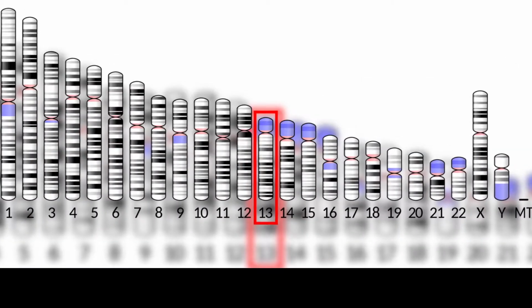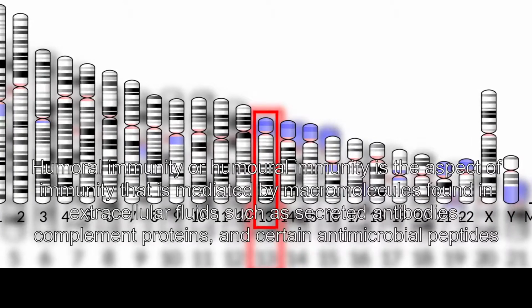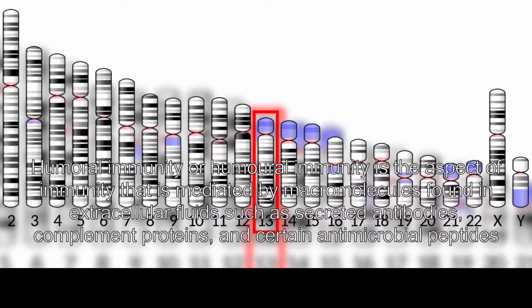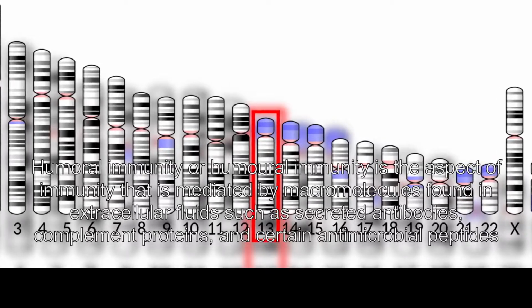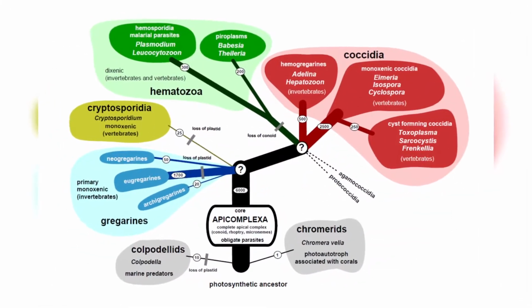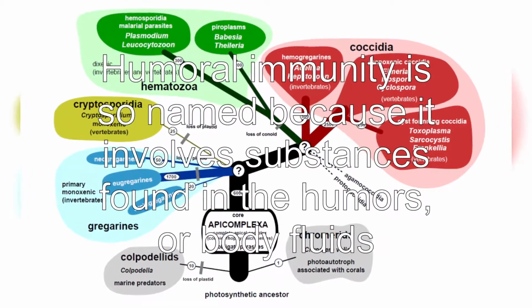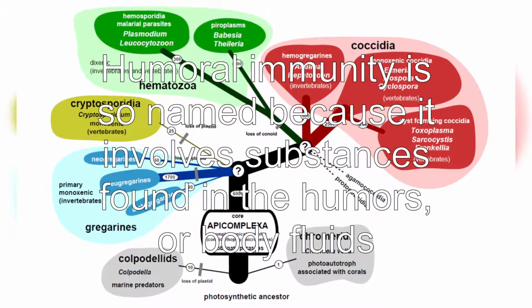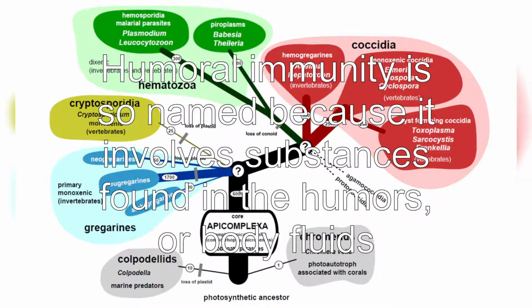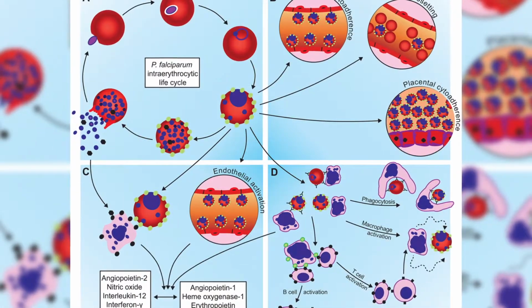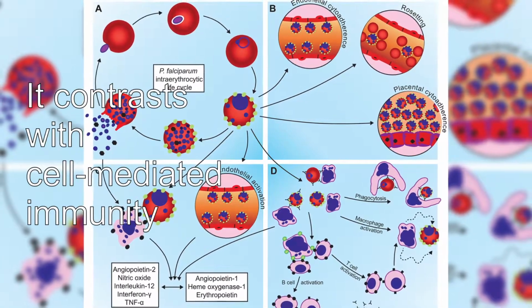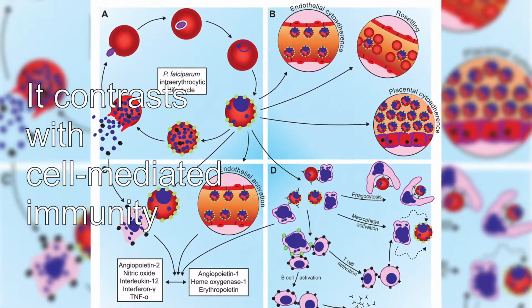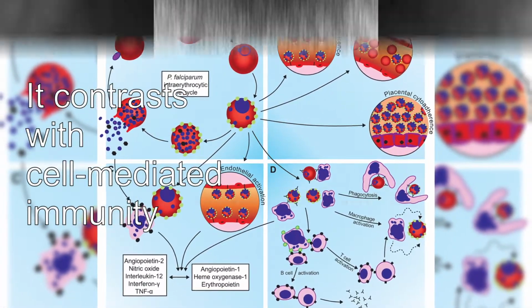Humoral immunity is the aspect of immunity that is mediated by macromolecules found in extracellular fluids such as secreted antibodies, complement proteins, and certain antimicrobial peptides. Humoral immunity is so named because it involves substances found in the humors, or body fluids. It contrasts with cell-mediated immunity. Its aspects involving antibodies are often called antibody-mediated immunity.